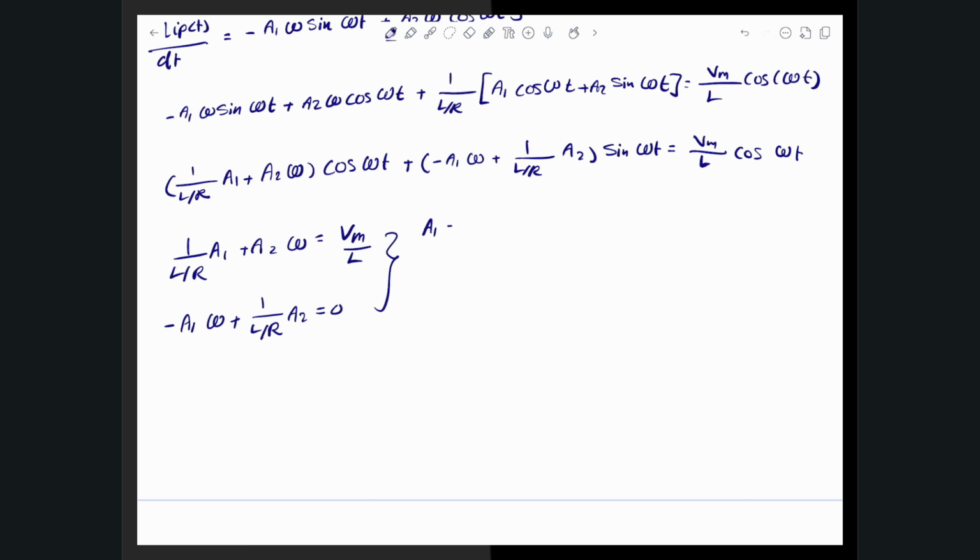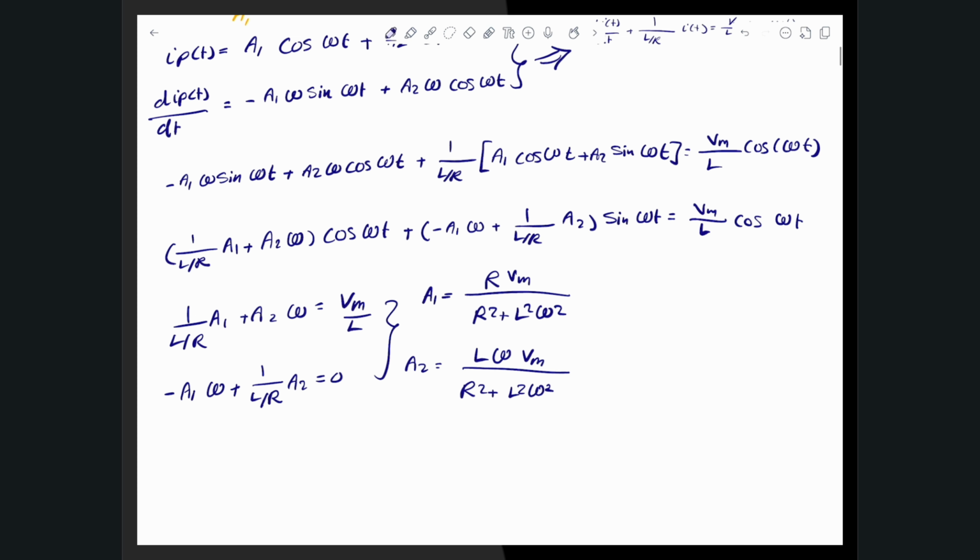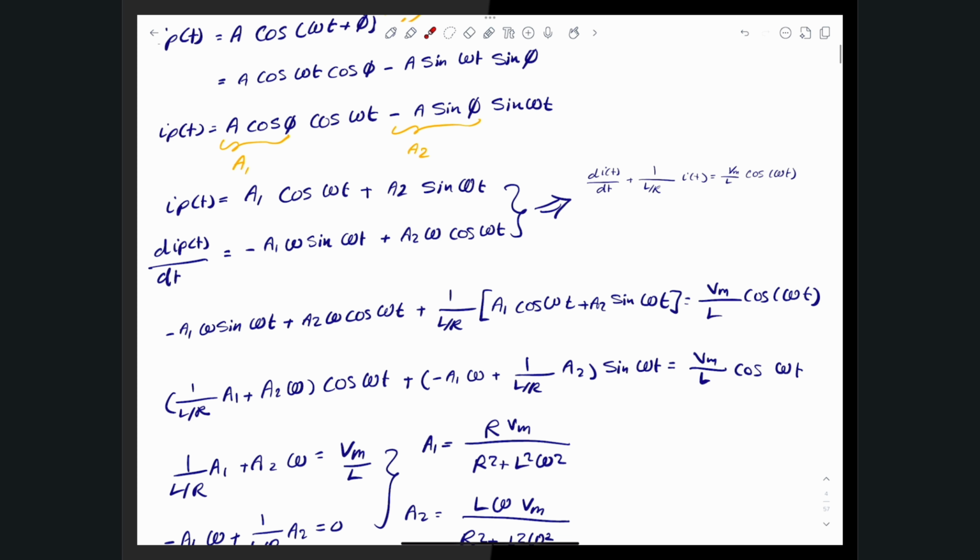We'll end up that A1 should be equal to R times Vm divided by R squared plus L squared omega squared, and A2 should be equal to L omega Vm divided by R squared plus L squared omega squared. Okay, so we found what A1 and A2 are for this particular equation in here. All we have to do is just substitute them to figure out what Ip of t is.